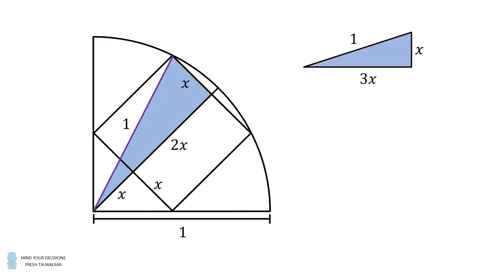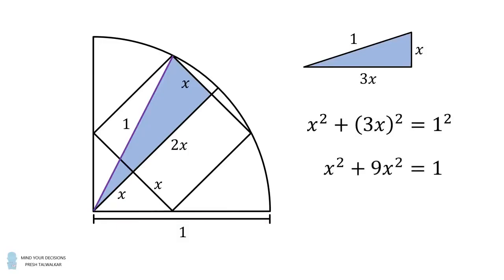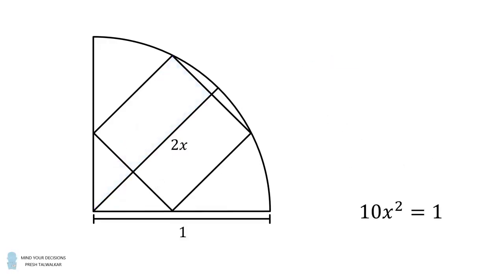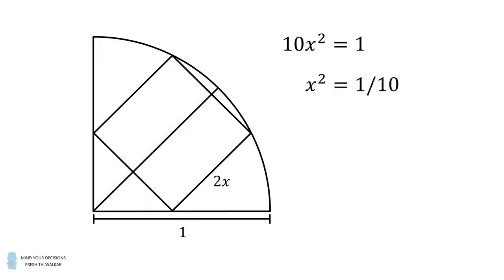Since we have a right triangle, here we go again. We must have x squared plus (3x) squared equal to 1 squared. This means x squared plus 9x squared is equal to 1, which means 10x squared is equal to 1. Consequently, we will have that x squared is equal to 1 over 10.